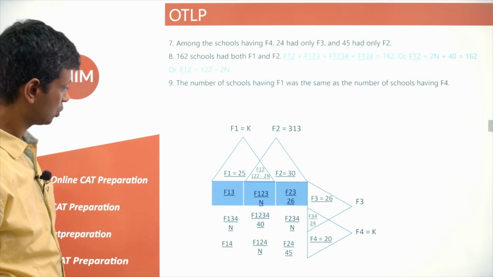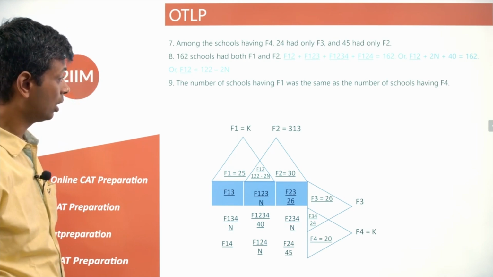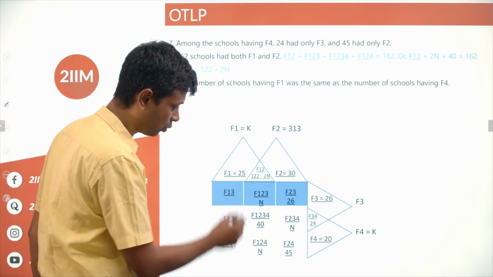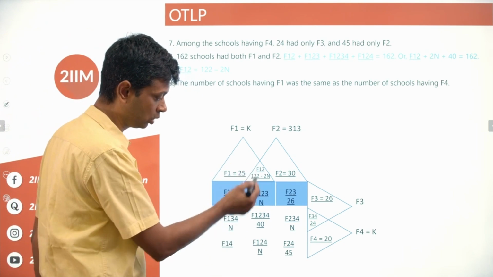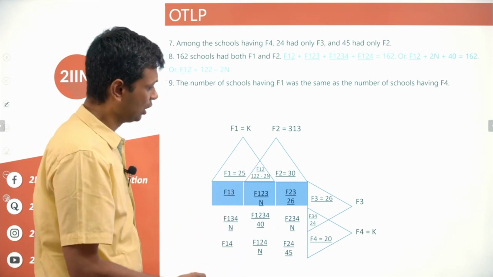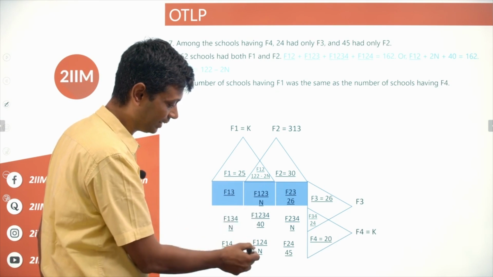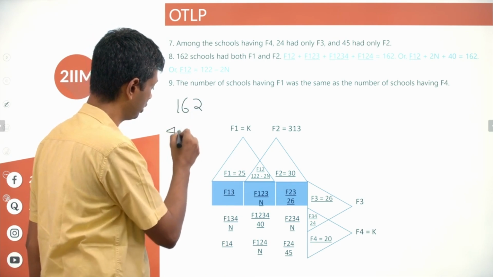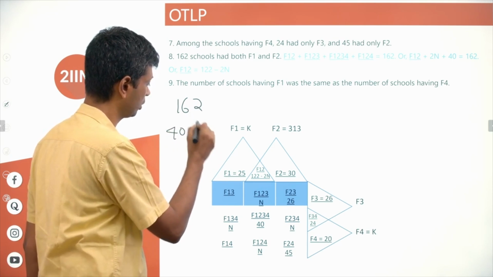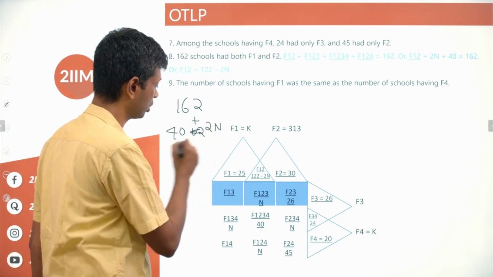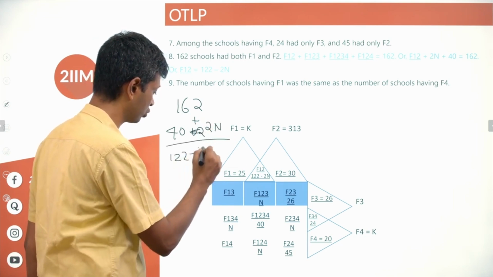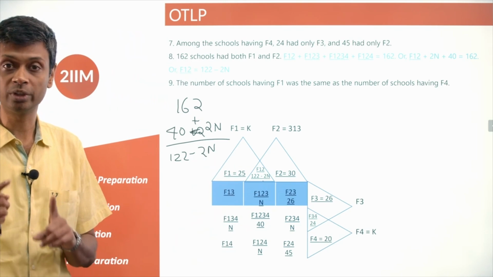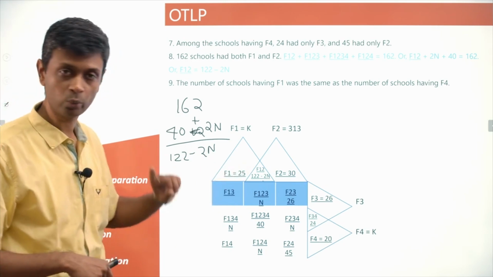So we know that 162 is the total F1 intersection F2. And so these 4 add up to 162. F1, 2, and then these add up to 162. Think about it. This is 40. These two are n and n. So 40 plus 2n is accounted for. So out of 162, 40 plus 2n is accounted for. Or we have 122 minus 2n sitting here. So F12, that is only 1 and 2, intersection of 1 and 2 without the other 2, is 122 minus 2n.